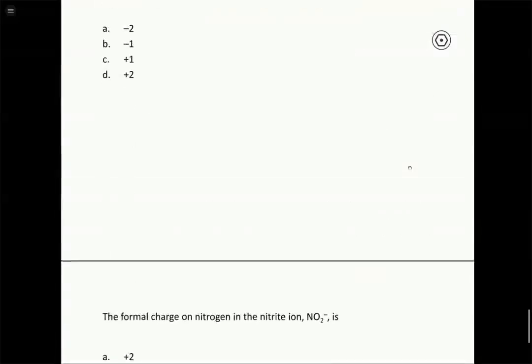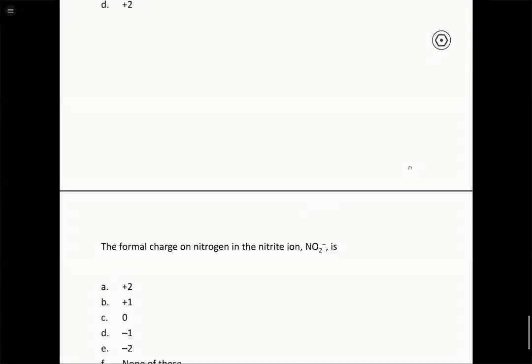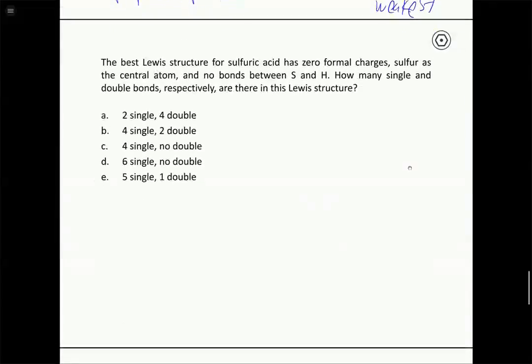Alright, the last three I want to go over deal with formal charge. And we had a little bit of trouble with these ones dealing with formal charge. So this one here, we're talking about the Lewis structure for sulfuric acid, and we're already telling you that it has 0 formal charges. We need to draw a structure that has 0 formal charge with sulfur as a central atom and no bonds between sulfur and hydrogen.